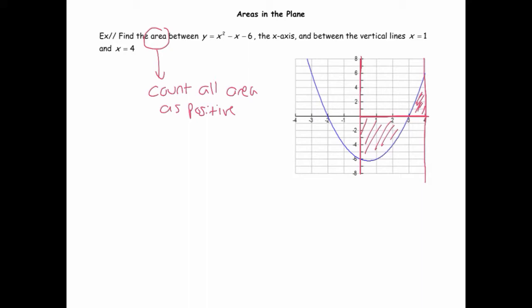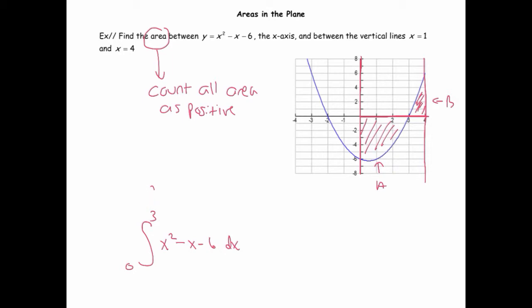So let's start with the first section. So there's section A and there's section B. So section A would be counted as negative, so we need to actually negate that area. So the way we do that is we just say, okay, well, this is the integral from 0 to 3 of x squared minus x minus 6. But that's going to give us a negative value.